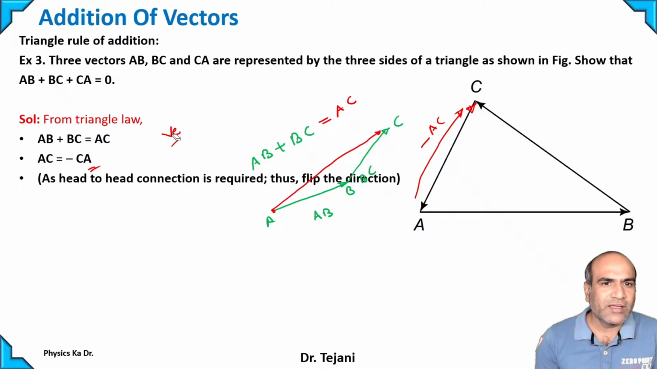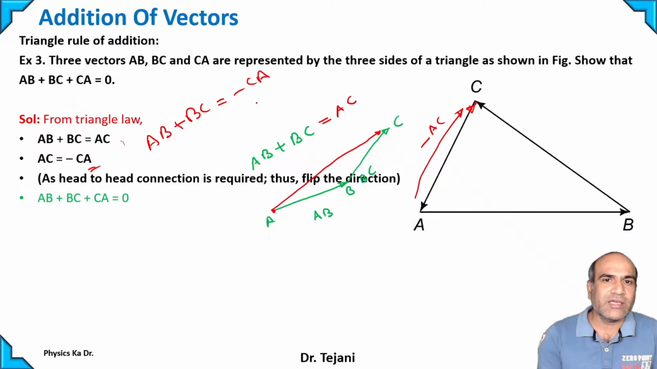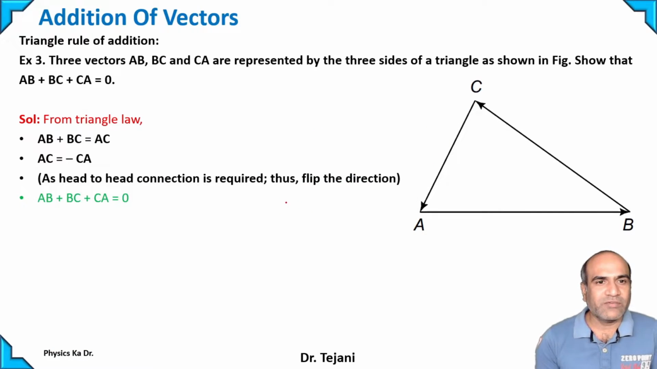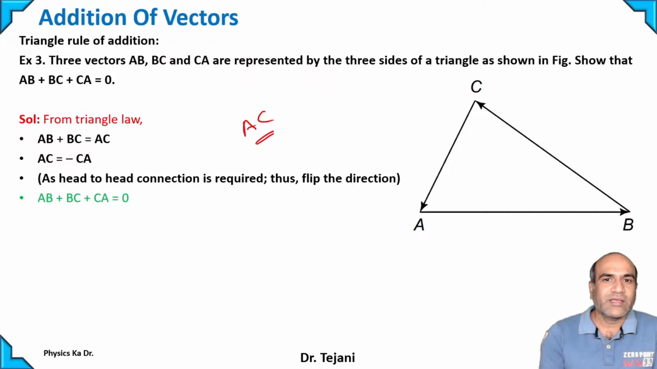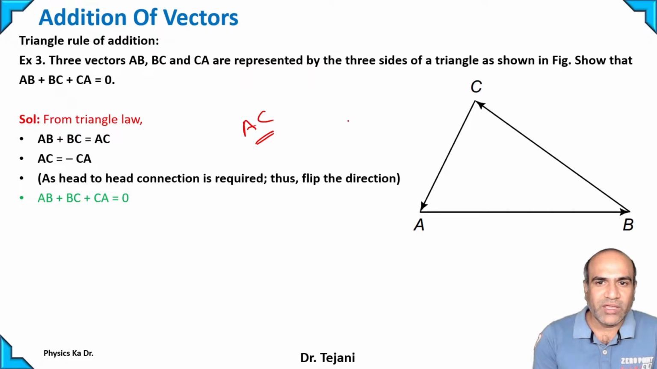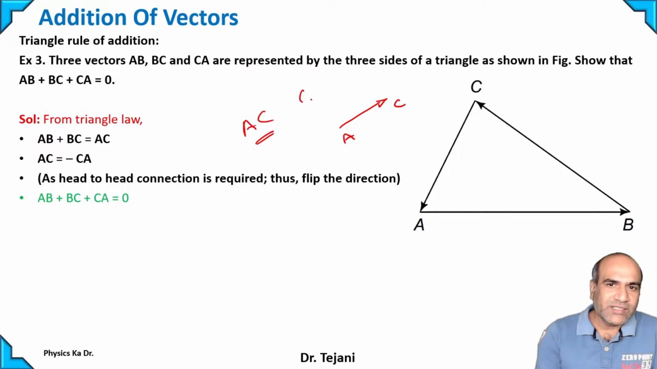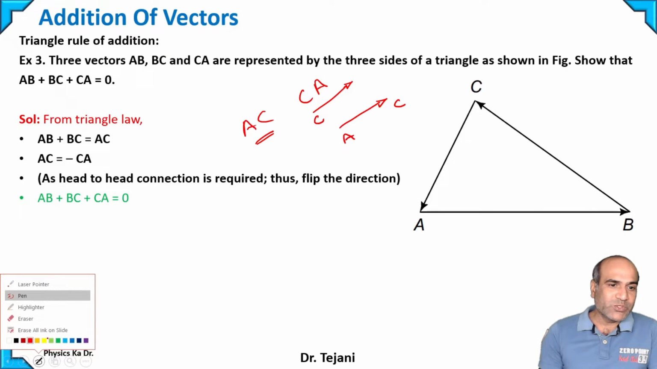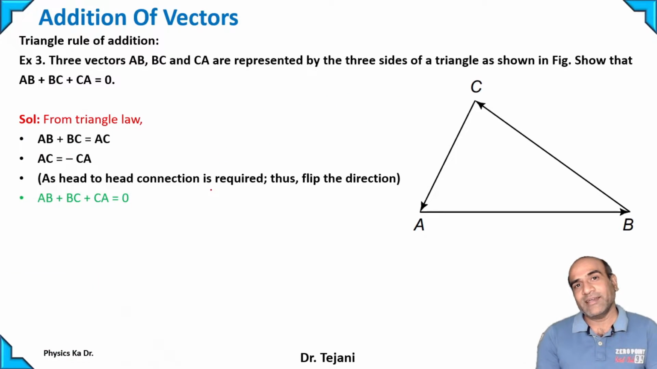Put the value here: AB plus BC is equal to minus CA. CA is the opposite side, so it becomes this side. It's very simple. See, AC and CA are two different things, right? If you see AC, it starts from A and heads towards C. This is C and this is A. If you write CA, it starts from C and heads to A. Remember this. It is going to be very useful for you in constructing vectors.